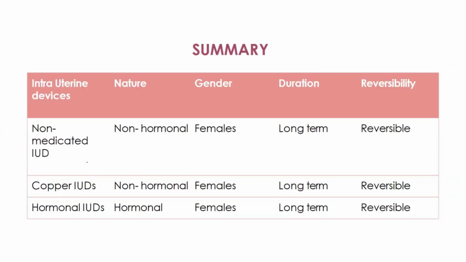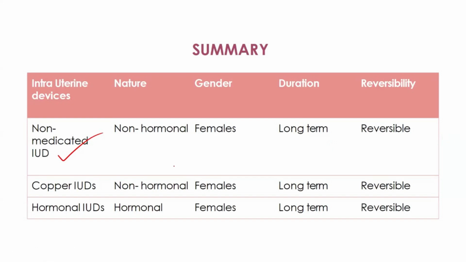So finally, non-medicated IUDs: non-hormonal, female, long-term, reversible. Copper IUDs: these are also non-hormonal, used in females, long-term, reversible. Hormonal IUDs: these are hormonal, the progesterone hormone, females, long-term, reversible.